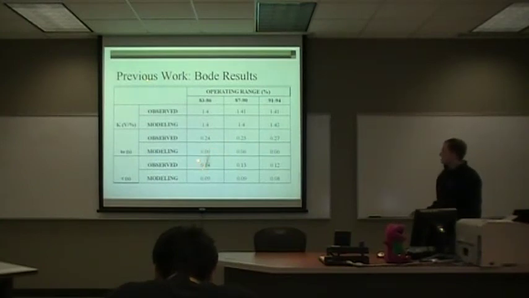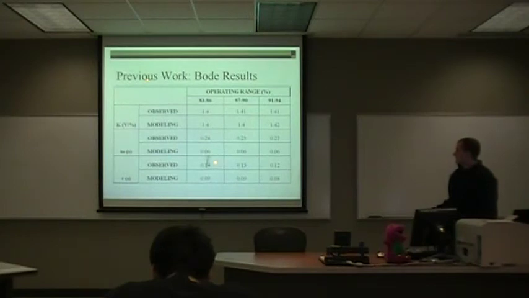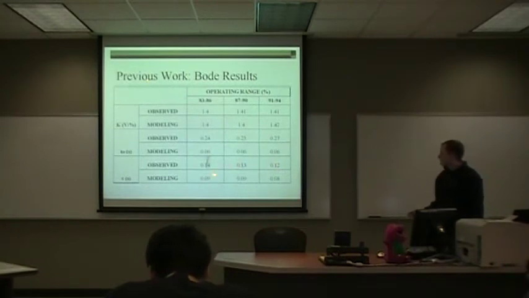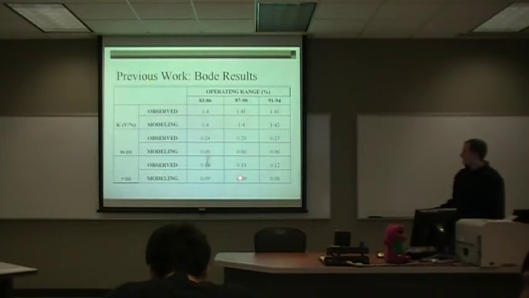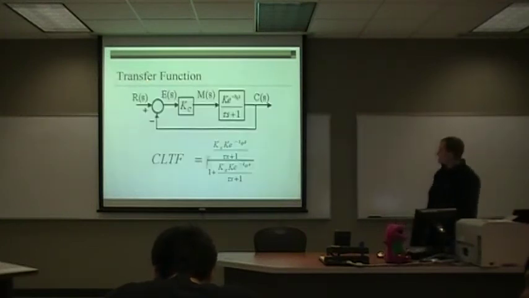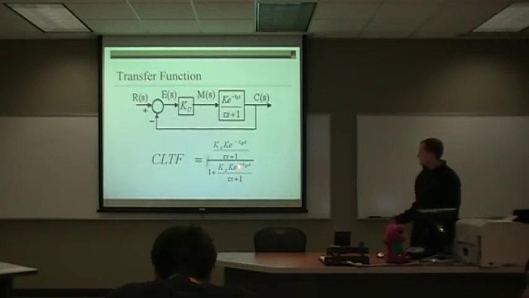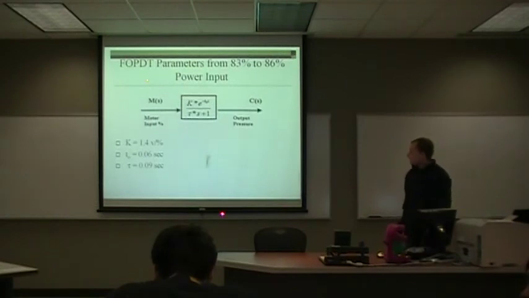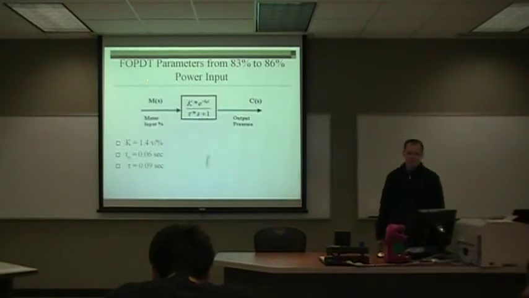And then for our tau, we had 0.14 for 83 to 86, 0.13 for 87 to 90, 0.12 for 91 to 94. Our modeling showed 0.09 tau for 83 to 86 and 87 to 90, and 0.08 tau for 91 to 94. This is our transfer function with the CLTF function down below. We had a gain of 1.4 volts per percent, a T0 of 0.06 seconds, and a tau of 0.09.